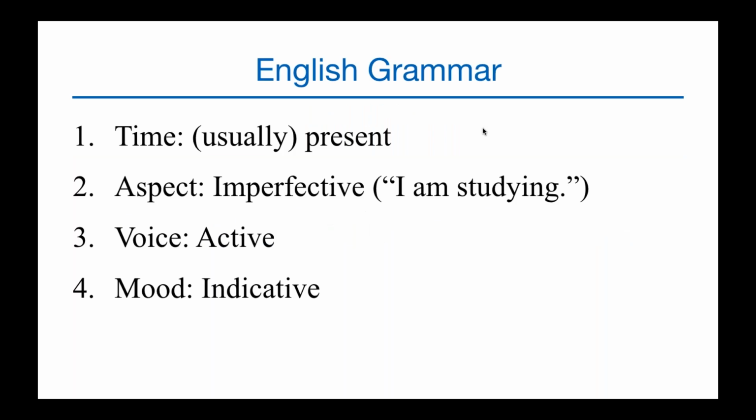So in English, whenever we talk about the present tense, whenever we talk about time, as in when it's happening, it's usually in the present. Okay, there's a few exceptions to that, but almost always it's in the present. As far as aspect goes, it's imperfective. Can anyone think back to a couple weeks ago and explain to me what it means to be imperfective aspect?